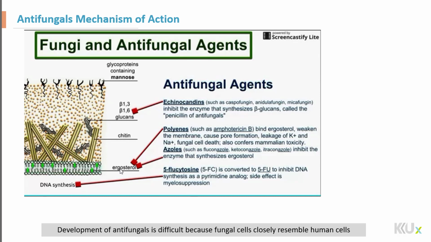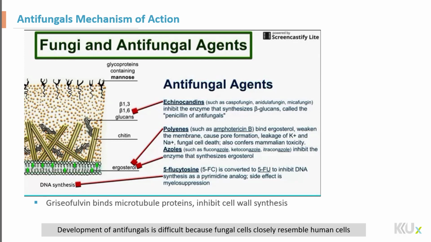Polyenes like amphotericin B bind to ergosterol, which is part of the cell wall. Therefore, it's going to weaken the cell membrane and cause pore formation. From the pore formation, there's going to be leakage of the content of the cell, like potassium and sodium. Then that is going to cause fungal cell death at the end. So this is how it works, mainly directly on the ergosterol. Azoles, on the other hand, like fluconazole for example, inhibit the enzyme that synthesizes the ergosterol, so they work indirectly on the ergosterol.